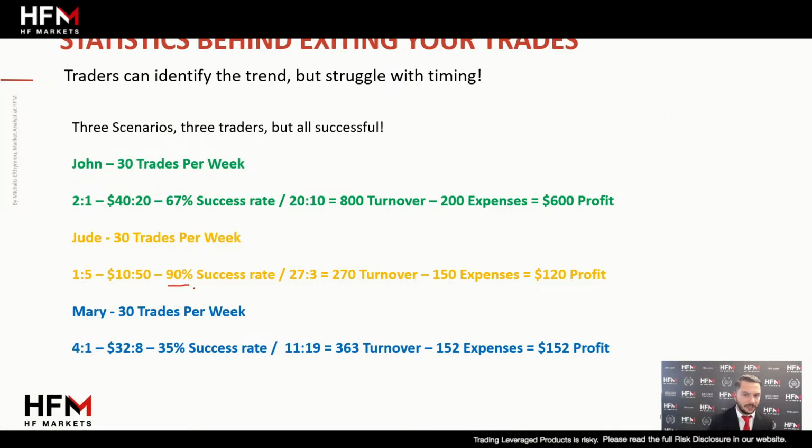He has a 90% success rate. Why? Because he's allowing the market time. So he's got a very, very high success rate, and also potentially because he's able to determine how the market is going to move. So he's earning 27 trades in a profit and 3 trades in a loss. So let's say, for example, $10 times 27 is 270, and then $50 times 3 is 150. So he's still a profitable trader.